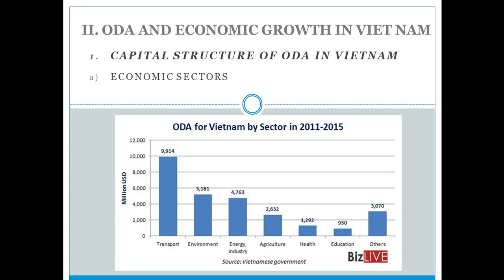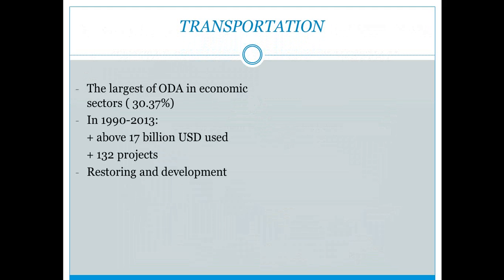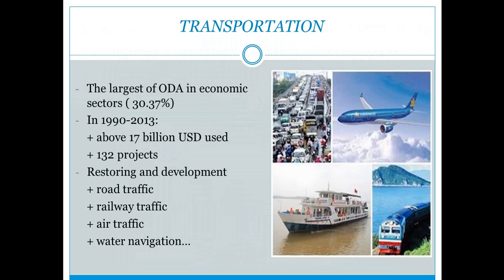The government used it to support economic sectors such as transportation, industry and energy, agriculture and countryside growth, education, and so on. Firstly, transportation. This is the economic sector which uses the largest ODA capital, about 37% of total ODA from 1993 to 2014. From 1990 to 2013, 132 projects have been completed and are continuing, with above 17 billion USD. Those projects have been restoring and developing the national transportation system.